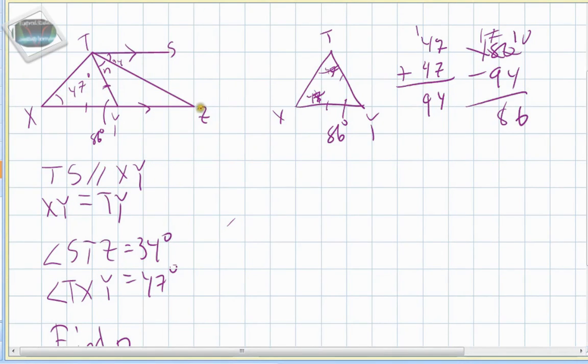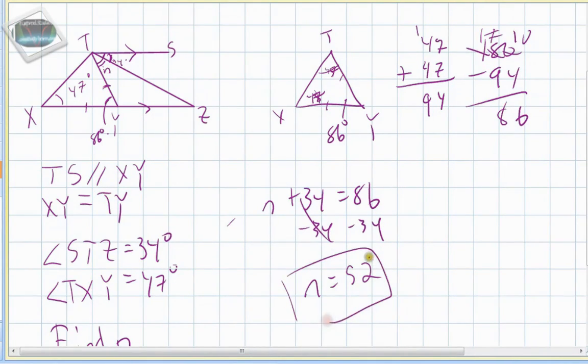Now another important thing to note is that since TS and YZ are parallel to one another, these are transversals. So right here we know that this angle is 86. And since there's a transversal here, we want n plus 34 to equal 86, because this angle up here is 34, and this full angle is equal to all of this. So n plus 34 is equal to 86. So we're just going to subtract 34. N is equal to 52. I hope I did that math right there. Yep. N is equal to 52 degrees.